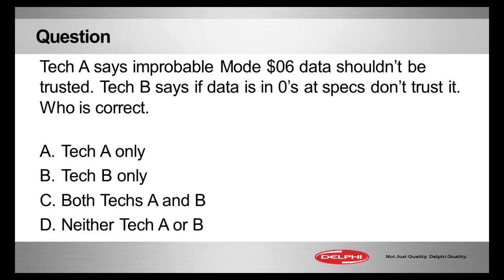Let's go to, I believe this may be our last one here. Tech A says, improbable mode 6 data shouldn't be trusted. Tech B says, if data is in zeros or at specs, don't trust it. Who is correct? Tech A, Tech B, both techs or neither tech? Select your answer now.